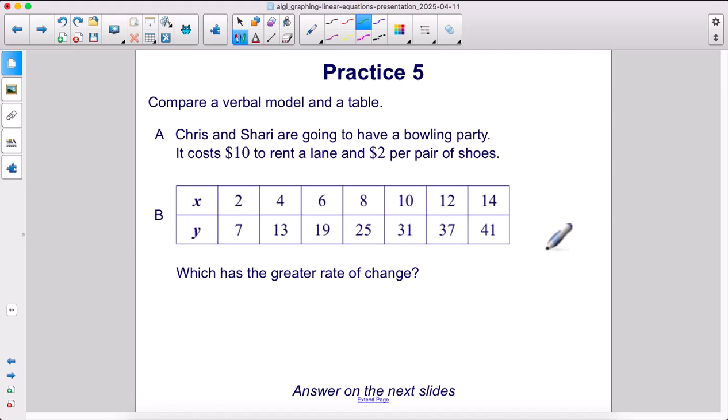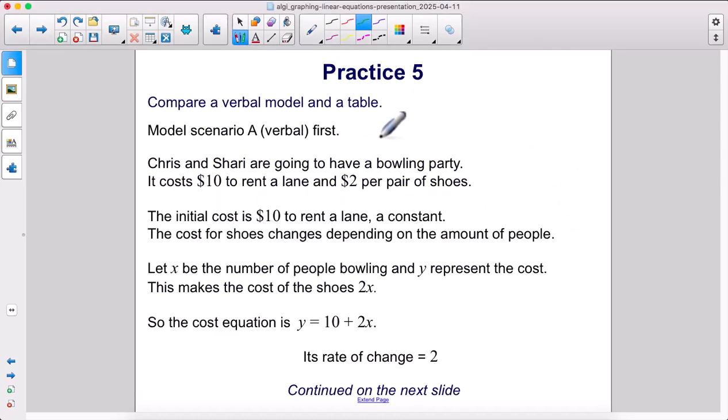Compare a verbal model and a table. Chris and Sherry are going to have a bowling party. It costs $10 to rent a lane and $2 per pair of shoes. Here we have a table of x and y coordinates. Which has a greater rate of change? Let's model scenario A first. Chris and Sherry are going to have a bowling party. It costs $10 to rent a lane and $2 per pair of shoes.